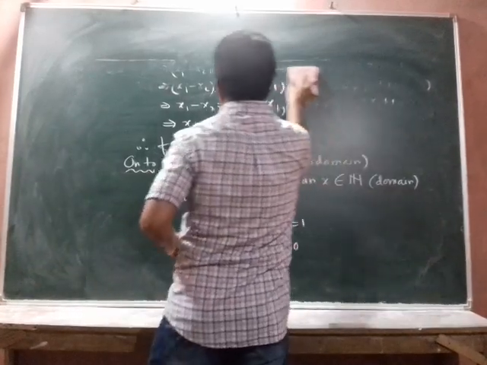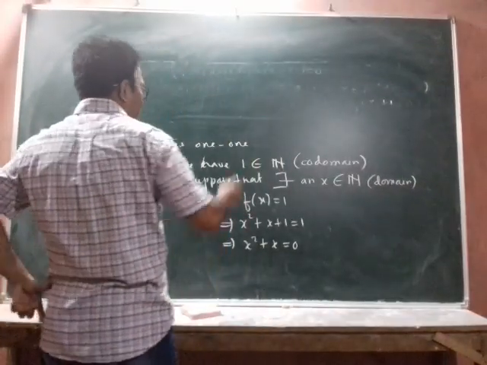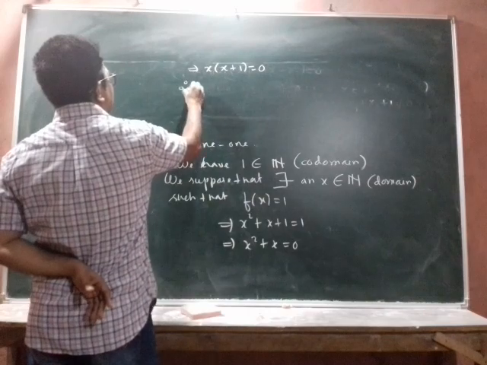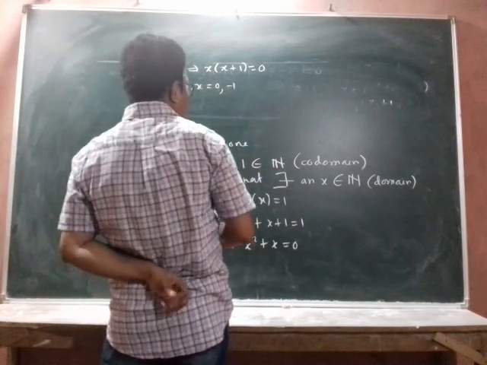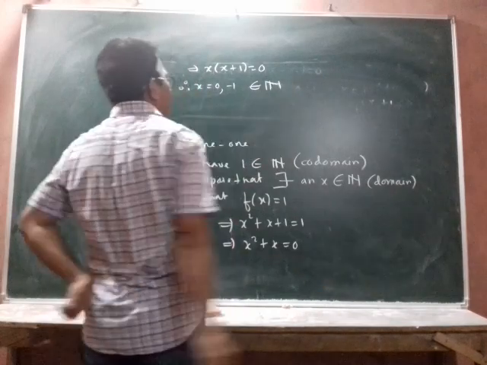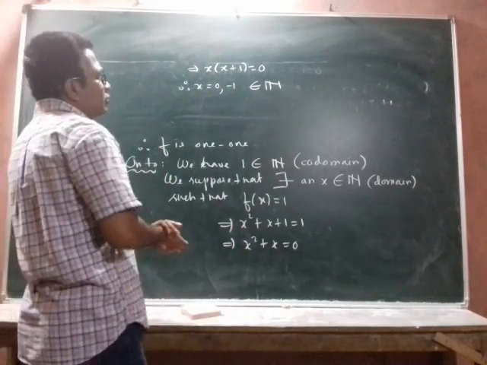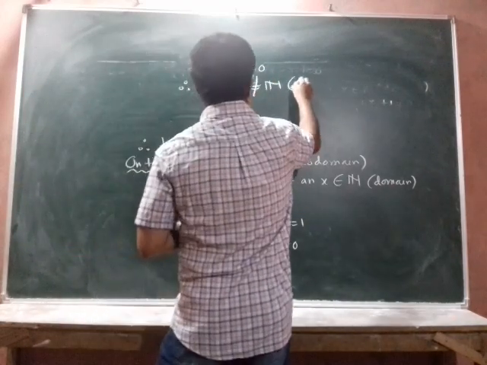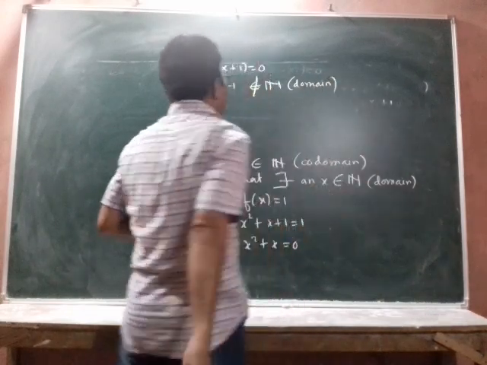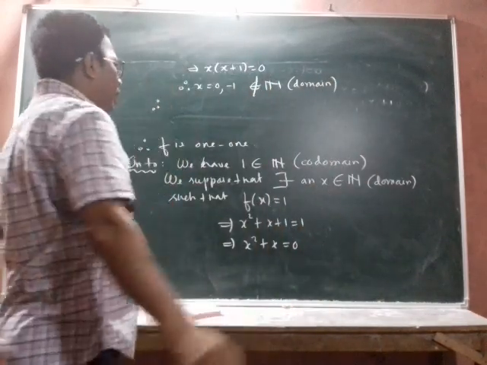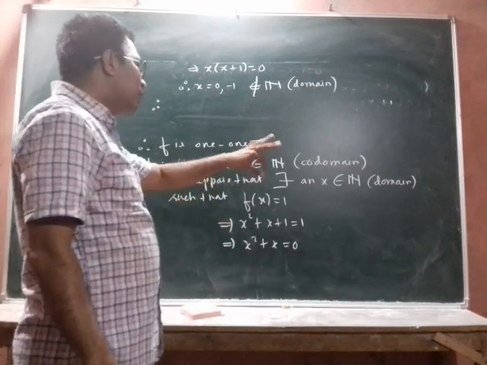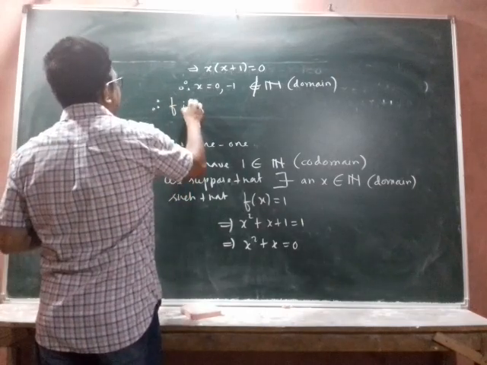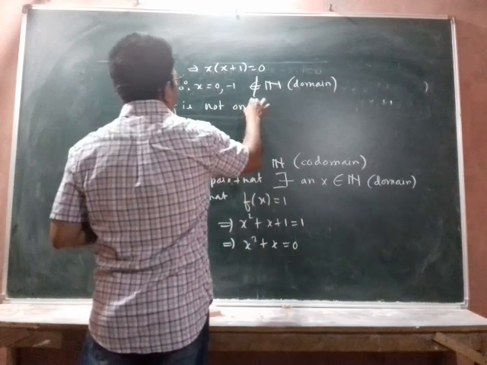So we can take x common, so x into x plus 1 will be equal to 0. This gives us x equal to 0 comma minus 1, and these cannot be elements of natural number, because 0 and minus 1 are not natural numbers. So these do not belong to the natural numbers in the domain. So these elements are not present in the domain. So 1, which is an element of the codomain, does not have any pre-image. So that's why f is not onto.